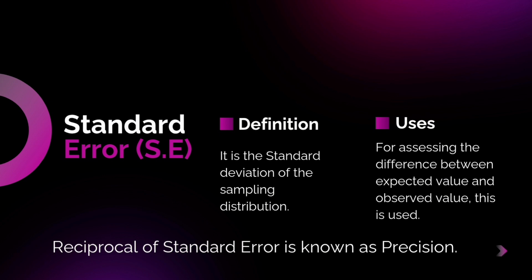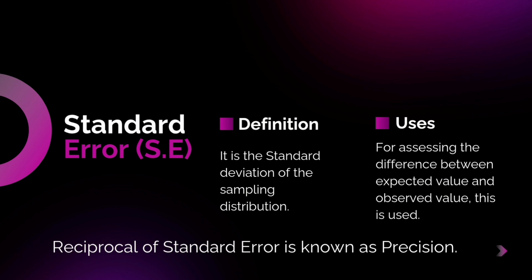The standard error is defined as the standard deviation of the sampling distribution as we saw before, and the reciprocal of this standard error is also known as precision. It is used for assessing the difference between expected value and observed value, right? As we saw, similar frequencies are grouped together in the sampling distribution, and the standard error is nothing but the deviation present, a mild deviation or a major deviation, in the sampling distribution, right? We'll see the sums.